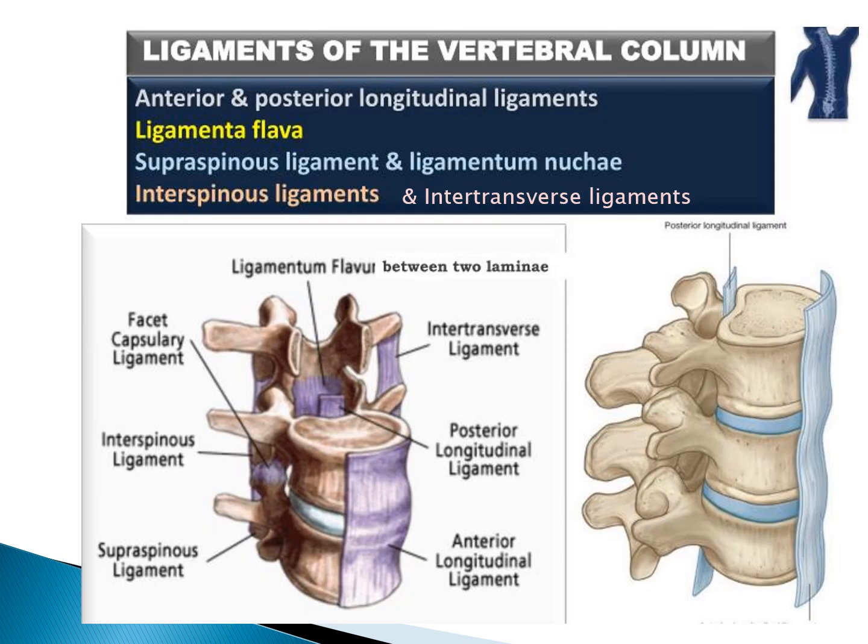The ligaments of the vertebral column. The most important ligament is the anterior longitudinal ligament. It binds the anterior surfaces of the bodies. Posterior longitudinal ligament binds the posterior surfaces of the bodies. Ligamentum flavum is related to the lamina and it is attached to the two laminae.